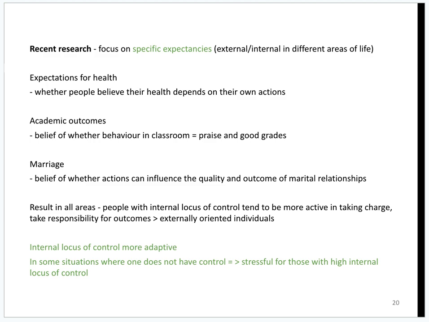So they're looking at whether people believe their health depends on their own actions or whether they have any control over that. Academic outcomes: belief whether their behavior in the classroom is going to help get good praise, help get good grades. What impact do they believe their behavior is going to have? And then marriage: belief of whether actions can influence the quality and outcome of marital relationships. Okay, so all of it is what do they believe in terms of will their actions make a difference, or is it more external? Or they don't have control?